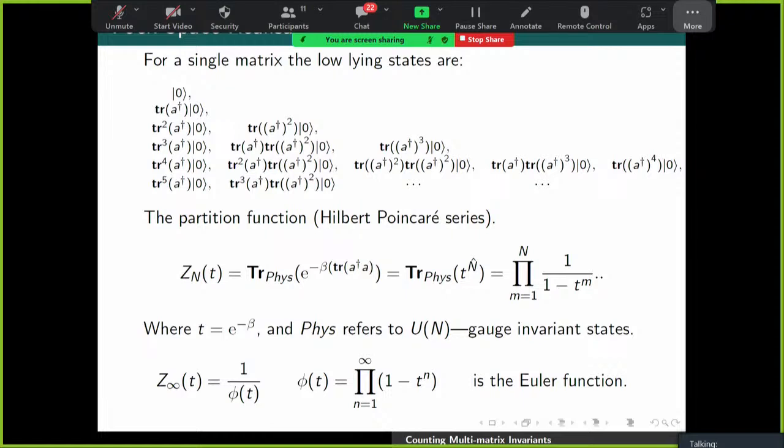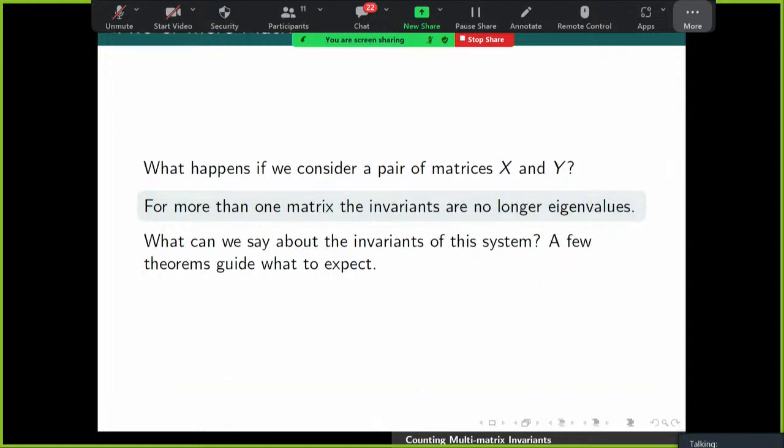If n goes to infinity, then frequently one would like to talk about the large n limit of such systems, and to discuss what's going on in the counting at large n. And z infinity is given by 1 over the Euler function, the Euler totient.